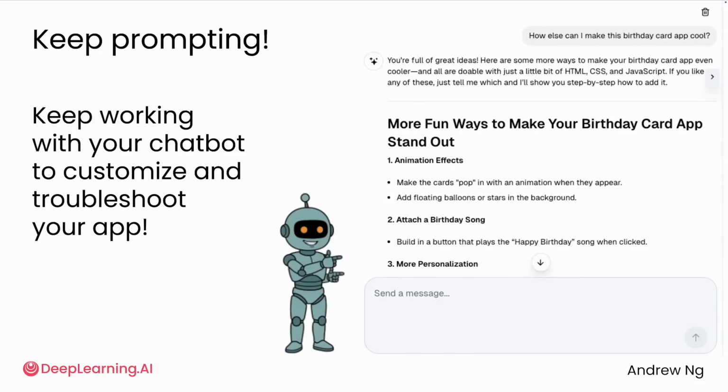I hope you will start with the basic birthday card app and either try building the features I suggested earlier in this video, or some features that maybe your friends have suggested, or your own ideas. And in fact, if you're not sure what else to do, you can also ask the AI for ideas. So if you ask it, how can I make this birthday card app cool? It may give a few suggestions, and then you could pick one or more and use the AI's idea to make your app more cool.